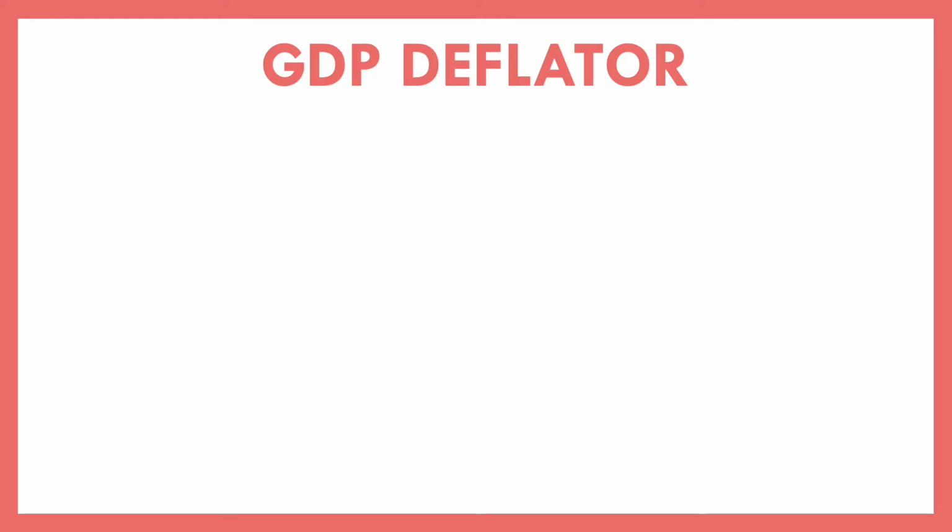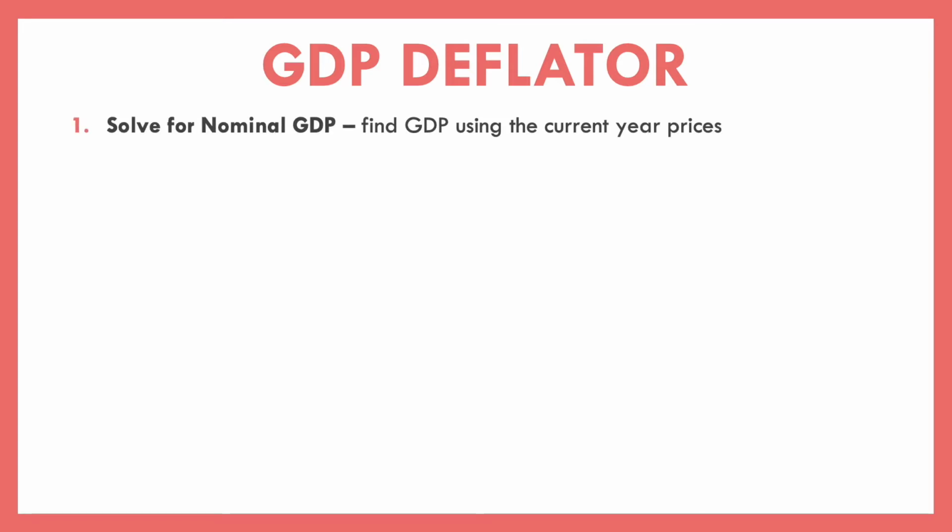So how do we find this? What are the steps for solving for the GDP deflator? Well, first we need to find the nominal GDP. Remember, we said the nominal GDP is just the value of all the goods and services that we produce within our country in this current year's prices. So we use whatever the prices are right now.